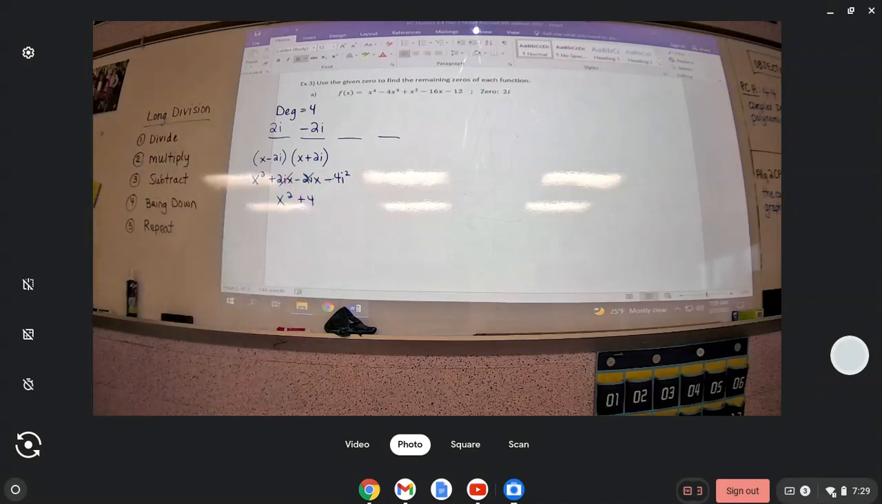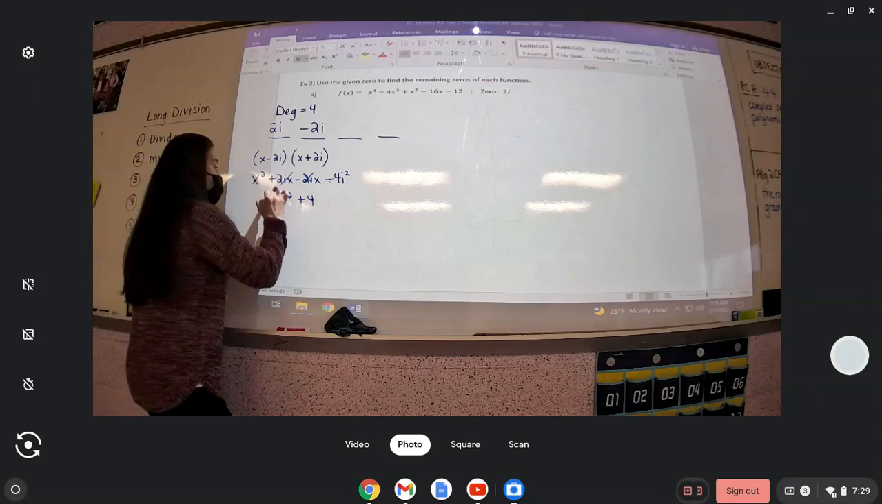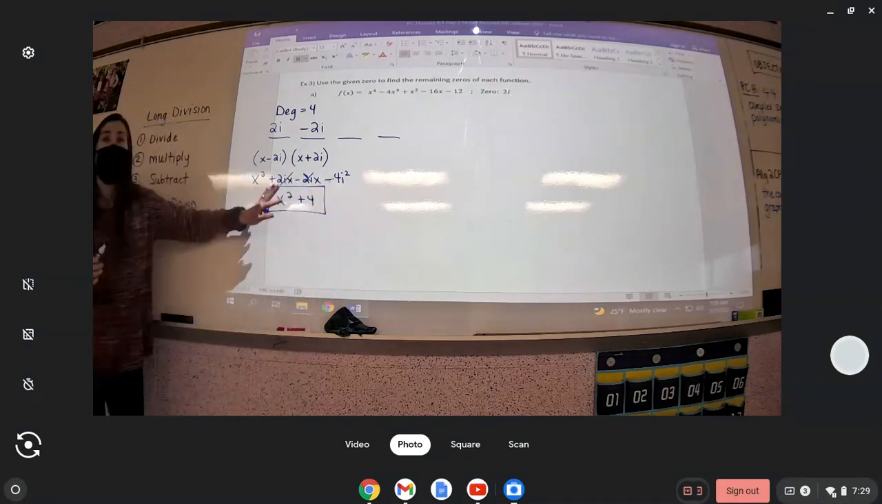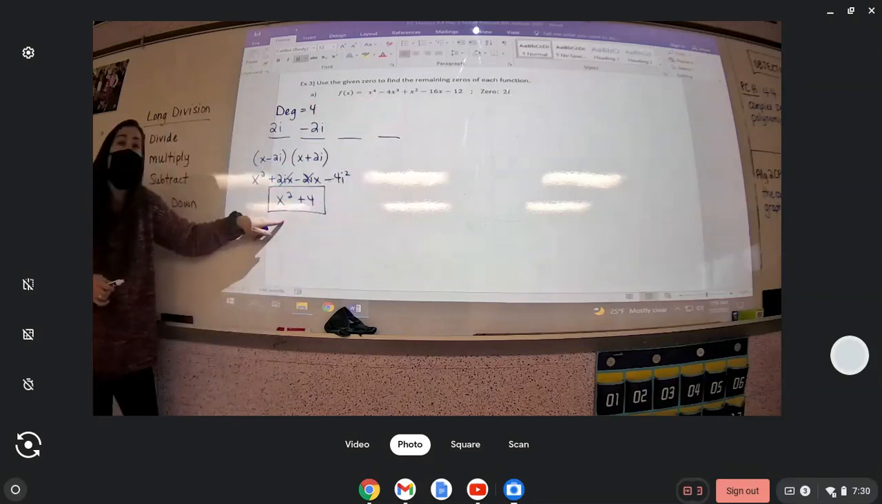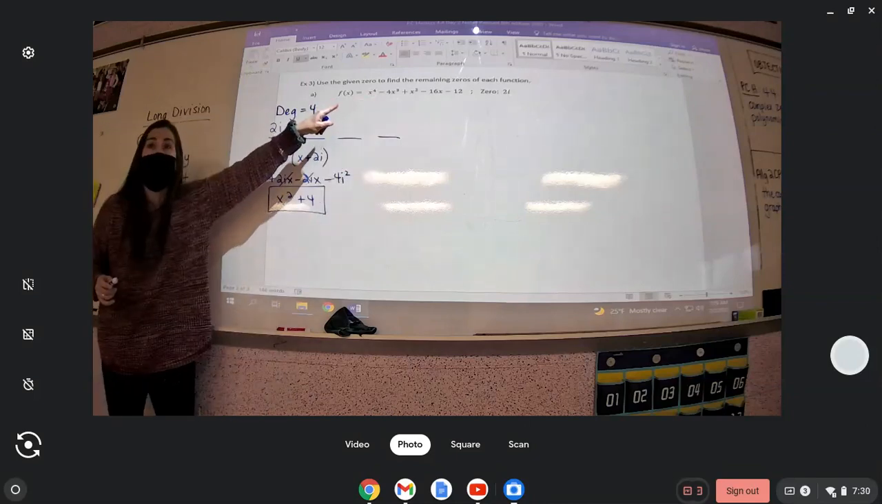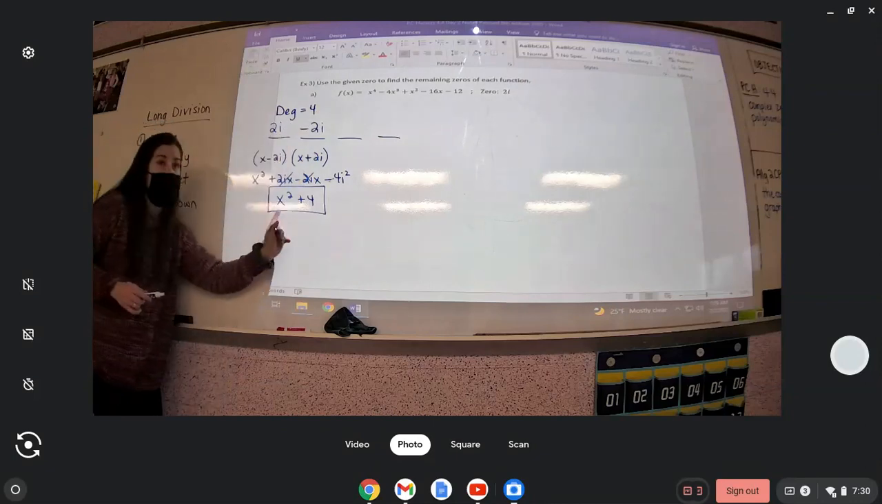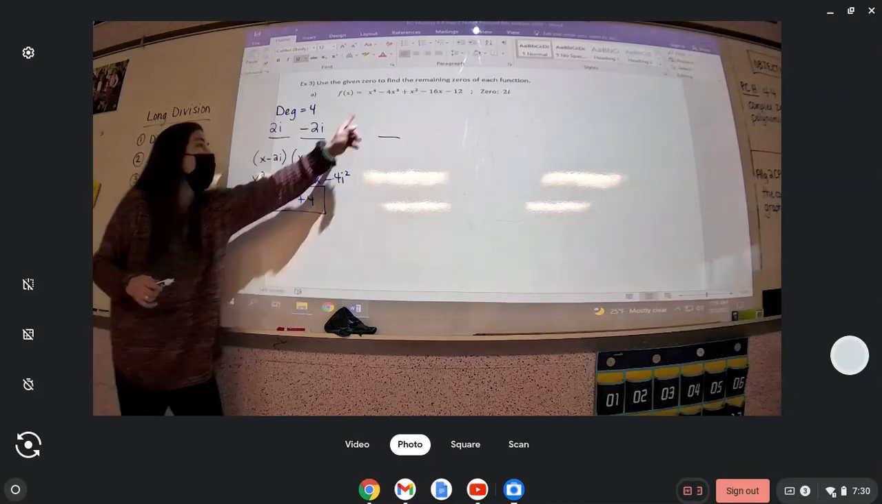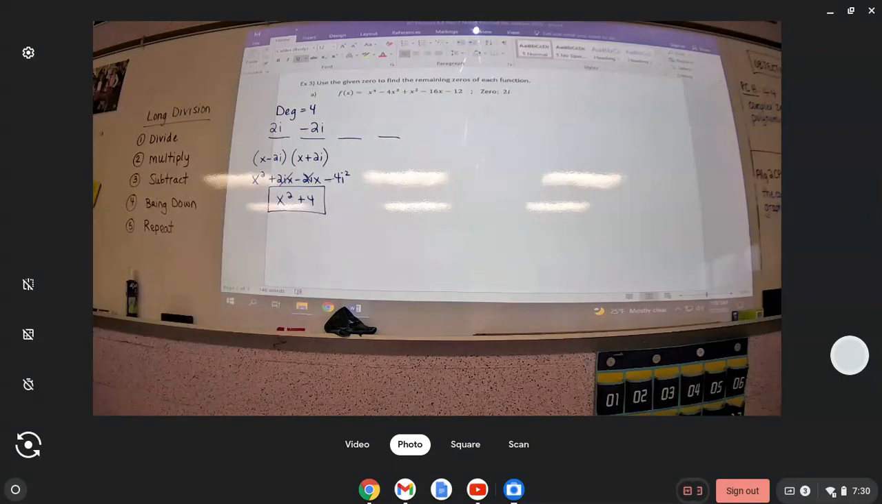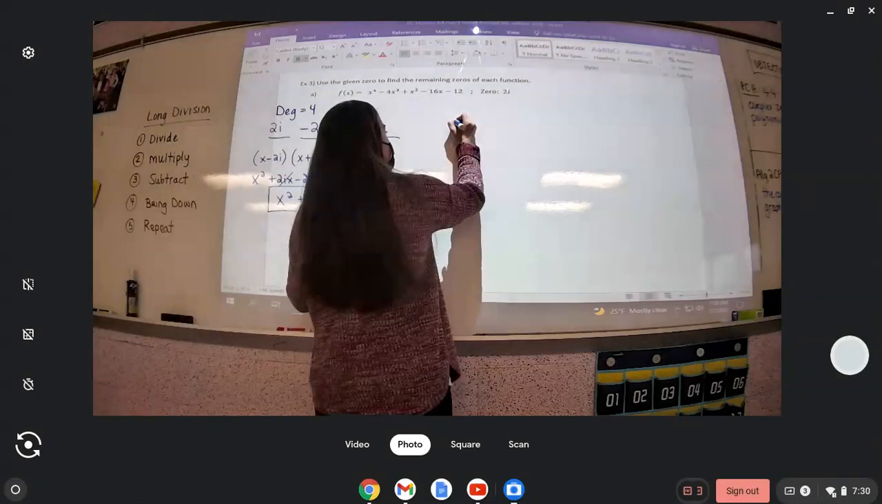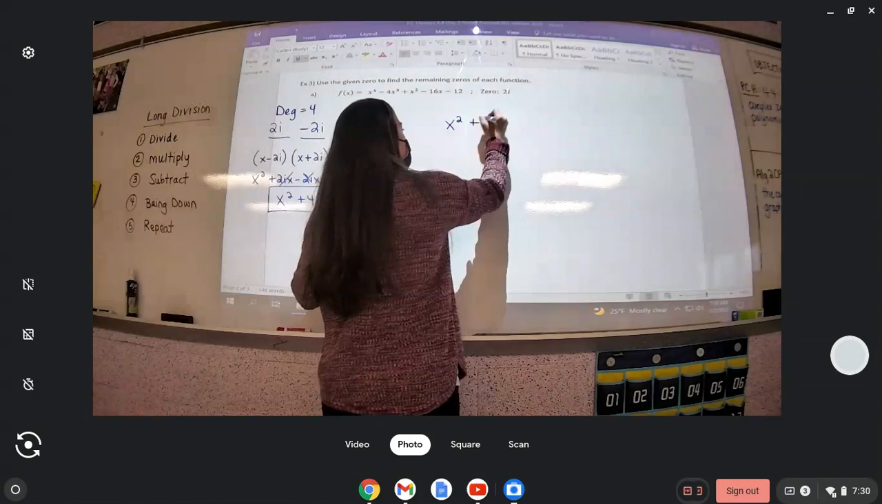Everybody okay? Okay, so we're going to take this. Guys, he's a factor. We got him from the zeros. He is a factor of that polynomial, so we know he will divide evenly in. So let's do it. We're going to take this irreducible quadratic and divide it into that polynomial, and we're going to be left with a smaller polynomial that hopefully we can solve for the rest of the zeros by hand. All right, so we're going to take x squared plus 4.